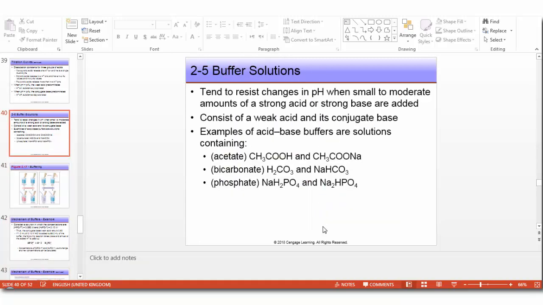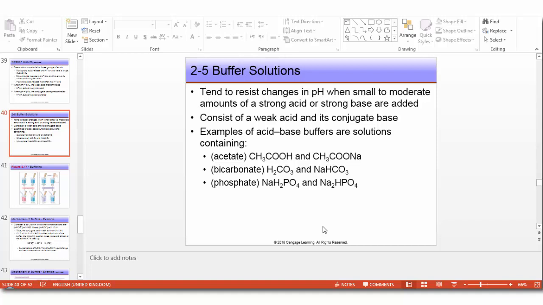The last section of this chapter is called buffer solutions. Now, what are buffer solutions? They are solutions that tend to resist changes in pH upon the addition of a small amount of a strong acid or a strong base. It consists of a weak acid and its conjugate base, or its salt.